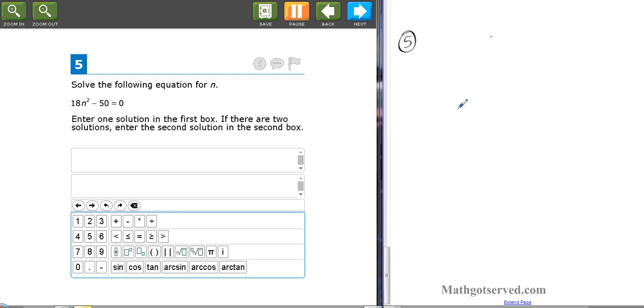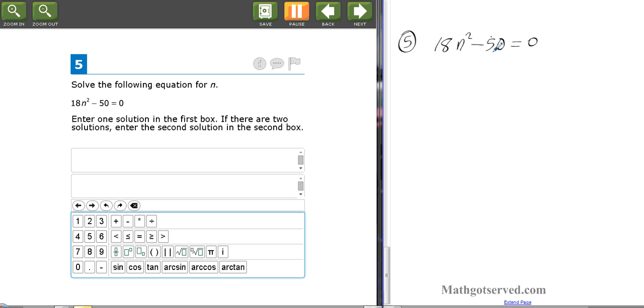Okay, so for problem number 5, we are to solve the equation 18n squared minus 50 equals 0. All right, it states that we have to enter one solution in the first box. If there are two solutions, enter the second solution in the second box. So we have to be really careful to ensure that we enter all our answers in the spaces provided.